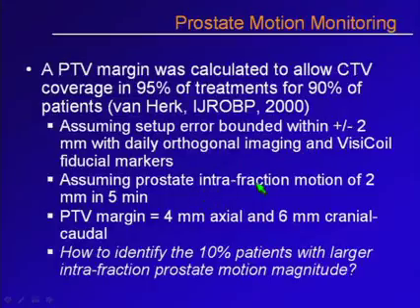And we assumed that the patient interfraction motion was about 2 millimeters. And then on the basis of this, we said, okay, the PTV margin of 4 millimeters and 6 millimeter cranial caudal would be sufficient. Now, the question is, is this an adequate margin? And how to identify the 10% of the patients with the larger interfraction motion.